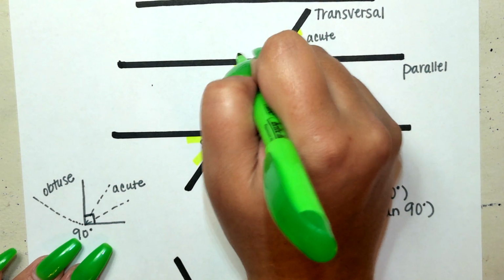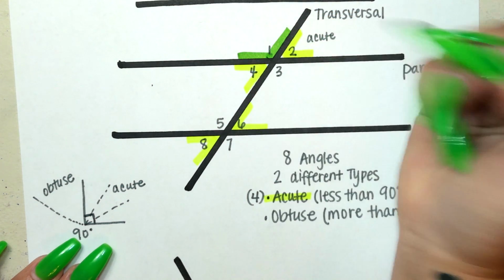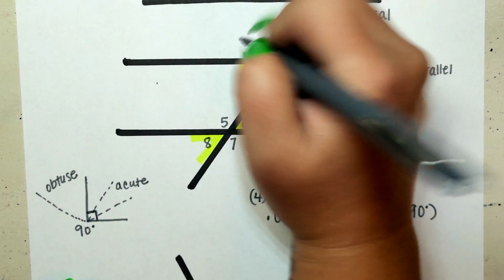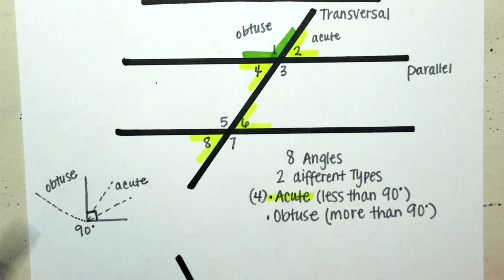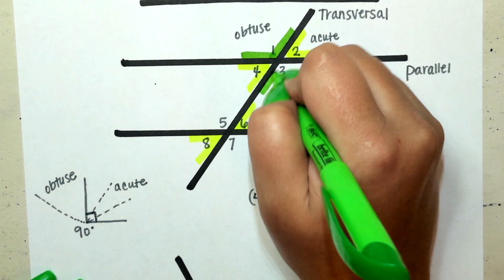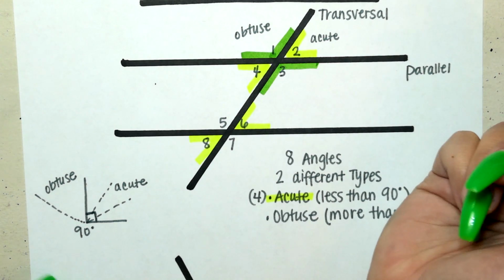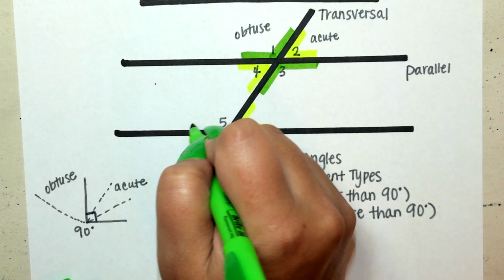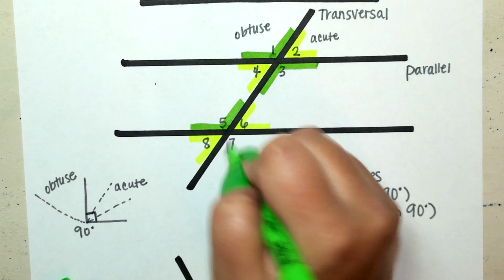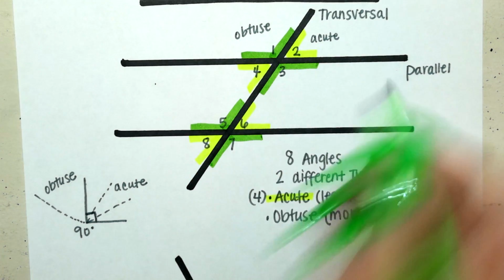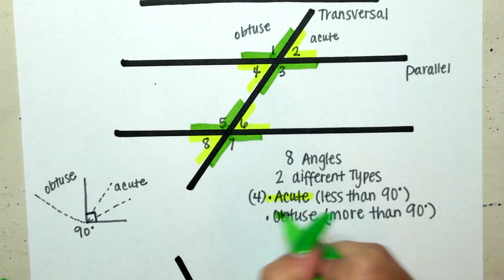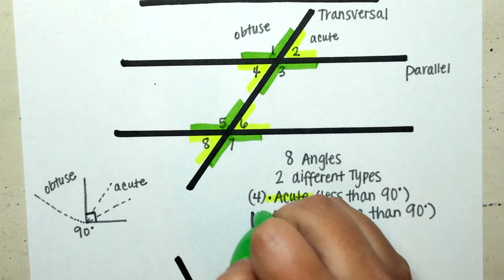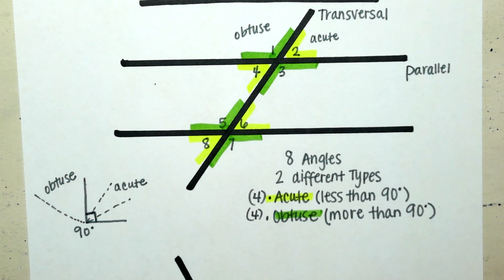So now let's do the obtuse angles. So angle 1, that is obtuse because it is bigger than 90 degrees. Angle 3 is obtuse. Angle 5 is obtuse, and angle 7 is obtuse. There are also 1, 2, 3, 4 obtuse angles.